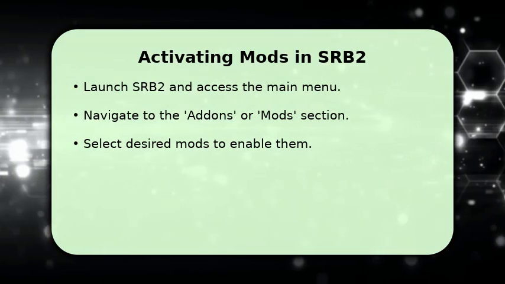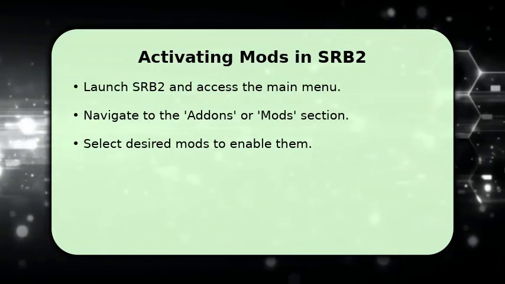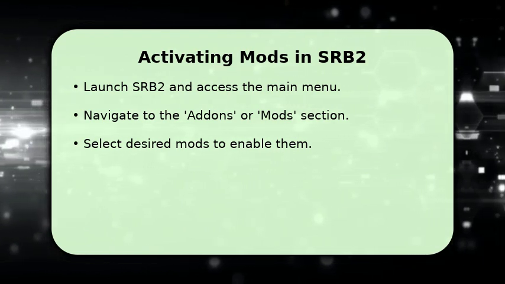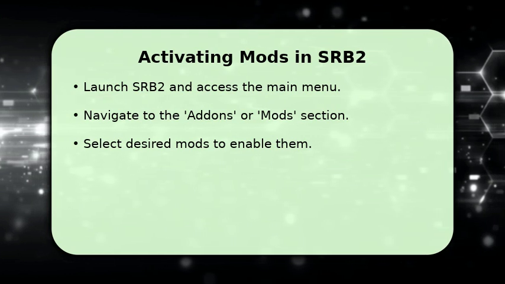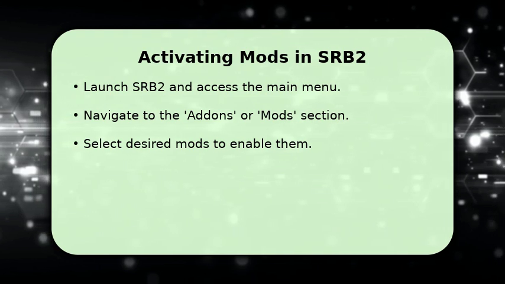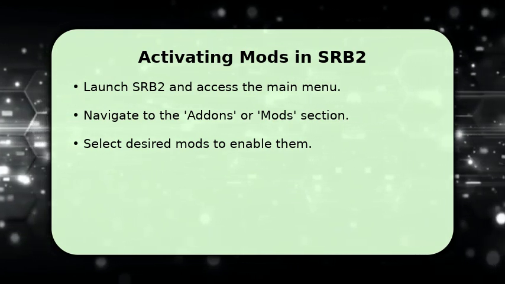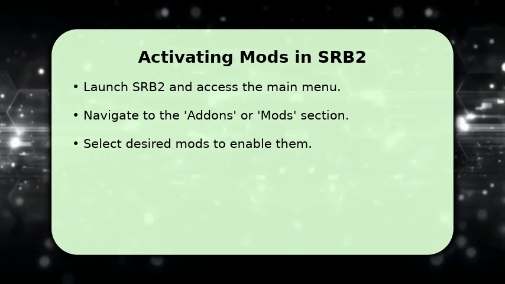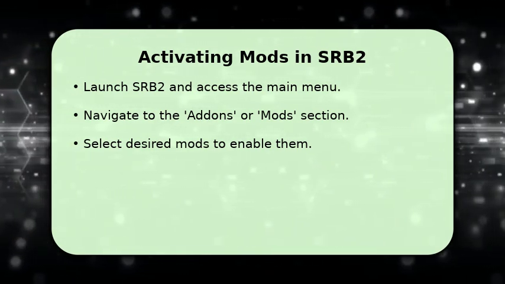With your mod files in place, launch Sonic Robo Blast 2. From the main menu, look for an option like Add-ons or Mods and select it. This will open an in-game file explorer where you can see your placed mods. Simply select the mods you wish to activate. They might turn a different color or show a check mark, indicating they are now enabled for your gameplay session.